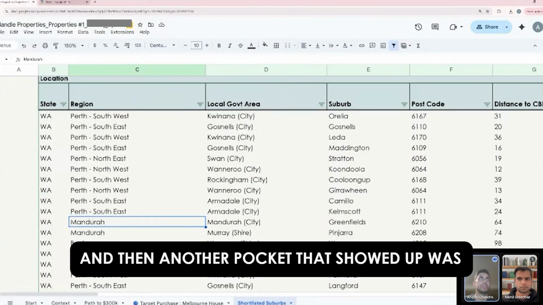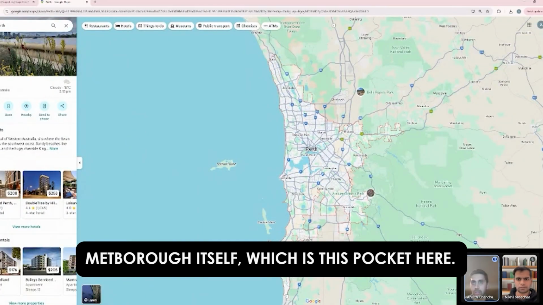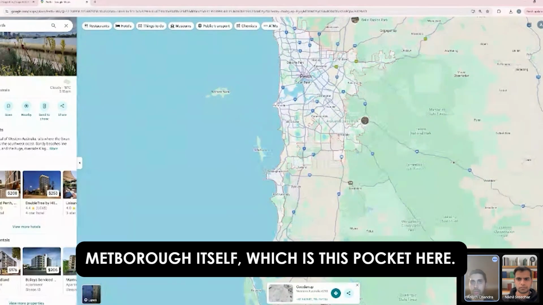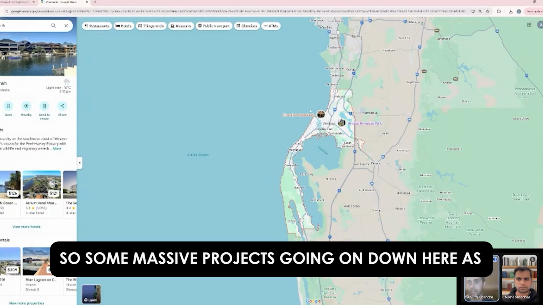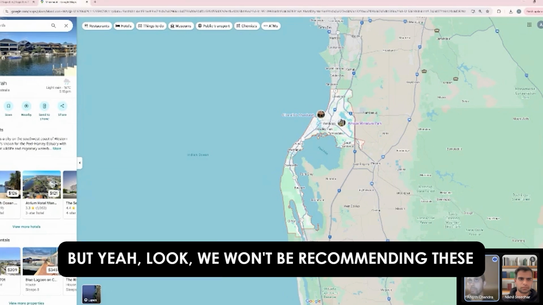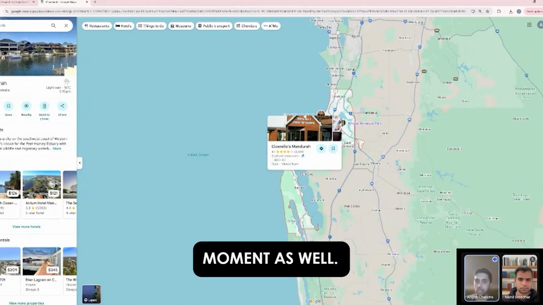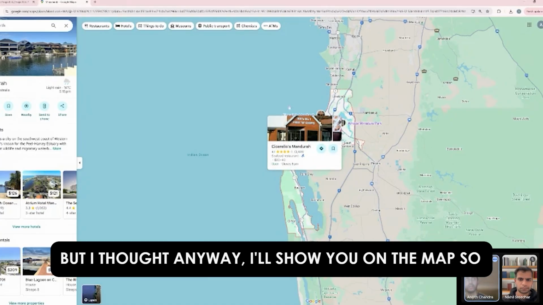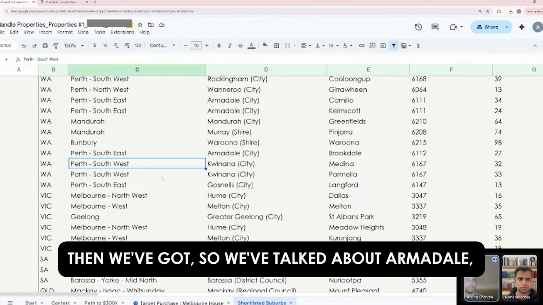And then another pocket that showed up was Medbura itself, which is this pocket here. So some massive projects going on down here as well. But yeah, look, we won't be recommending these areas, and I'll show you why in the data in a moment as well. But I thought anyway, I'll show you on the map so you know where they are. Then we've got, so we've talked about Armadale.